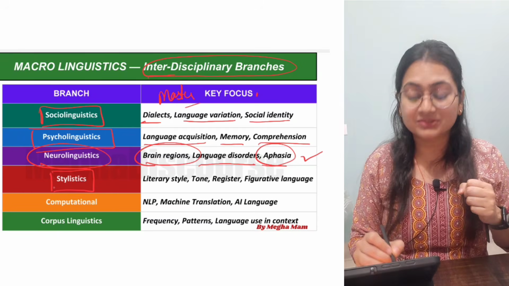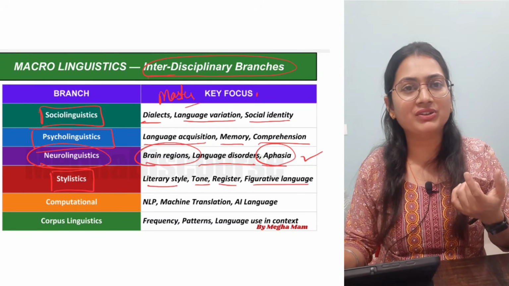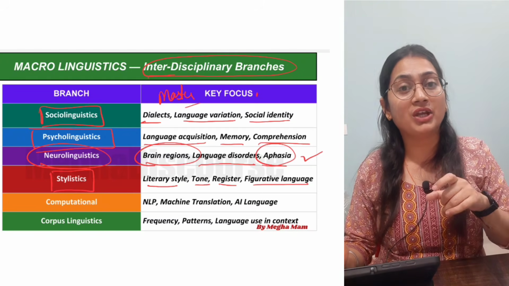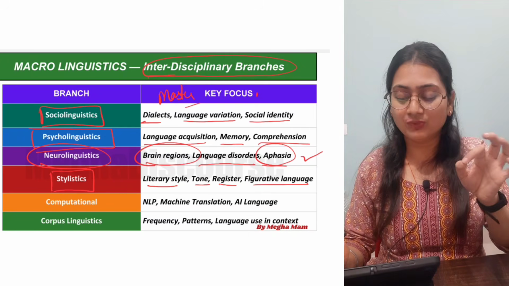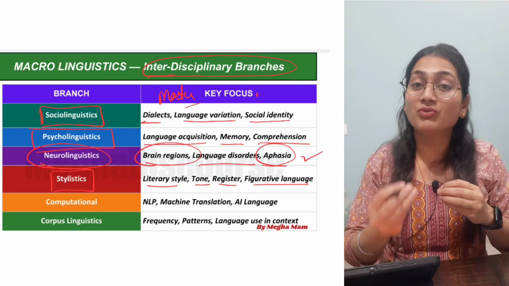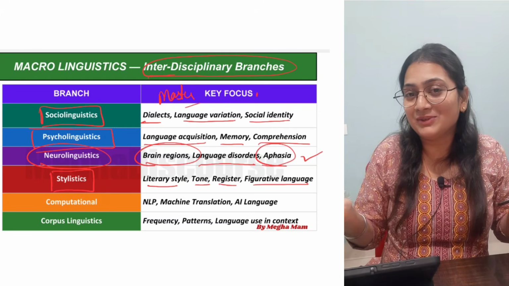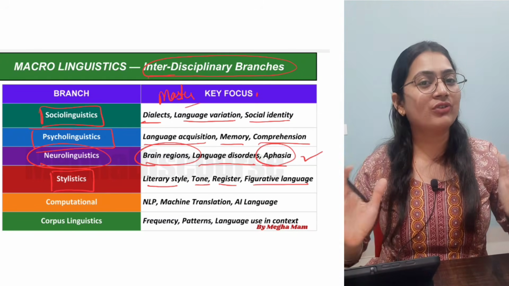What is stylistics? The study of literary style: tone, register, figurative language. Why we use alliteration in place of metaphor, what is personification, metonymy, metaphor, why we use rhymed verse, why we use blank verse. This is called stylistics. What type of words we are using, whether complex or very simple. So this is the style of literature.